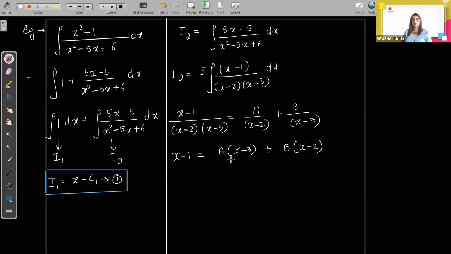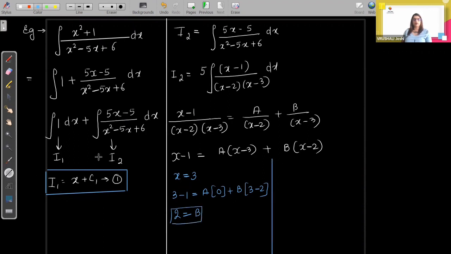So we can take x is equal to 3, as always. First we have to get rid of a, then we can get rid of b, either or. Correct? First we'll get rid of a by taking x is equal to 3. If x is equal to 3, then this is going to be 3 minus 1 is equal to a into 0 plus b into 3 minus 2. Correct? 3 minus 1 will give you 2, and 3 minus 2 is going to be 1, so it's going to be b. So your value of b is equal to 2.